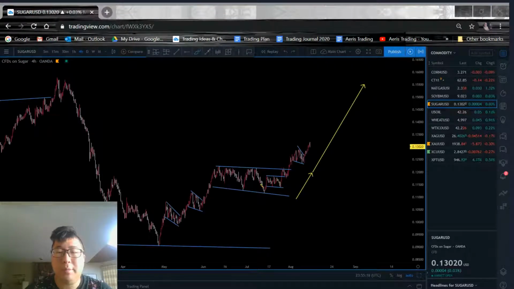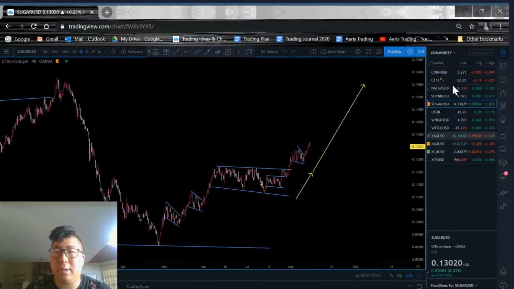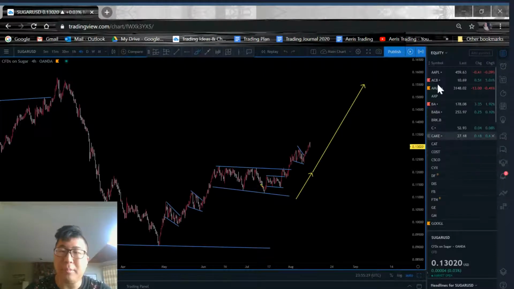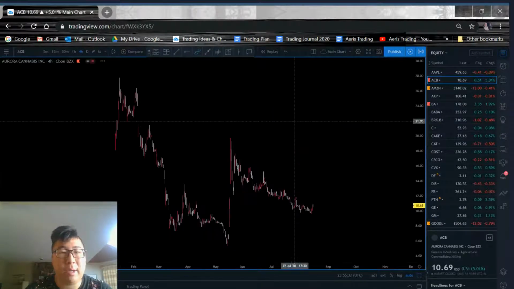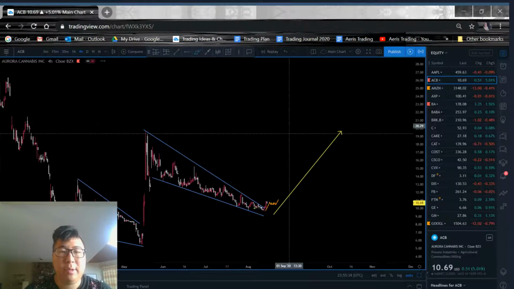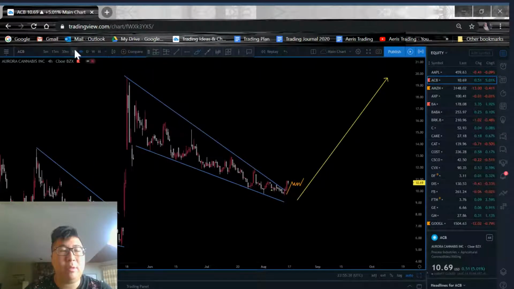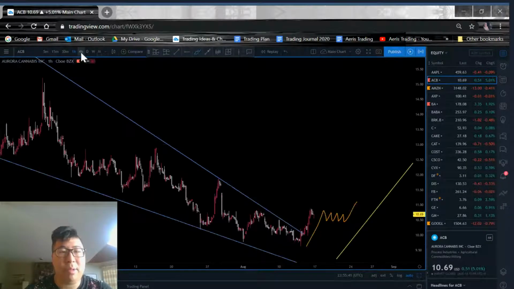Okay, so that's commodity, guys. Let's go to equity. Let's look at a few equities. I do have people messaging me about equities as well, how I see them. So this will probably be my number one to look at in the upcoming New York session on Monday. Looking at Aurora for the breakout and the big move to the upside.